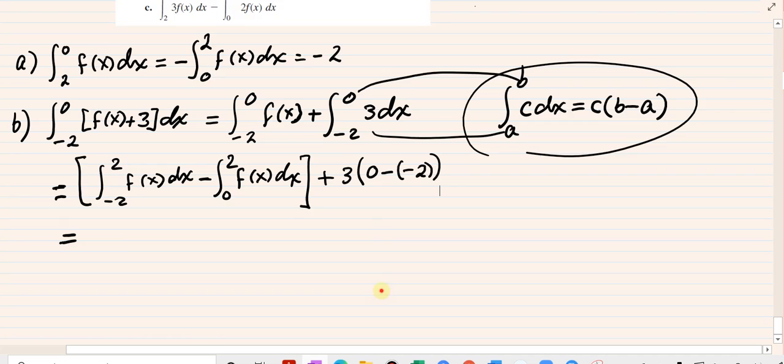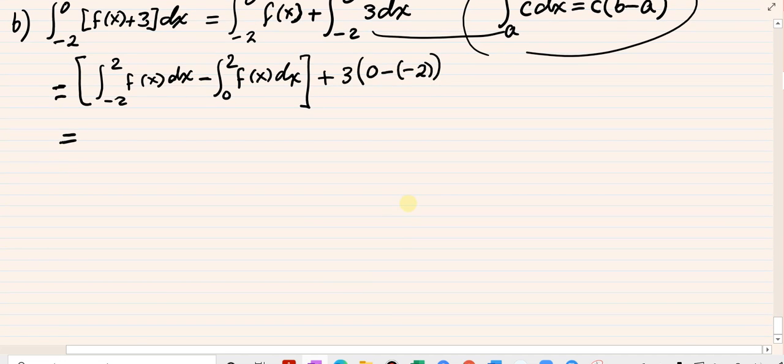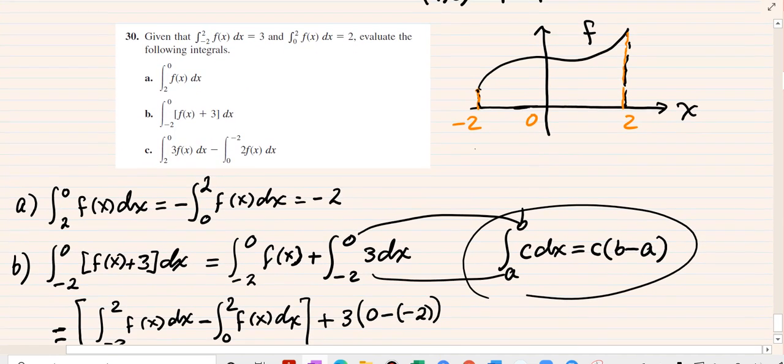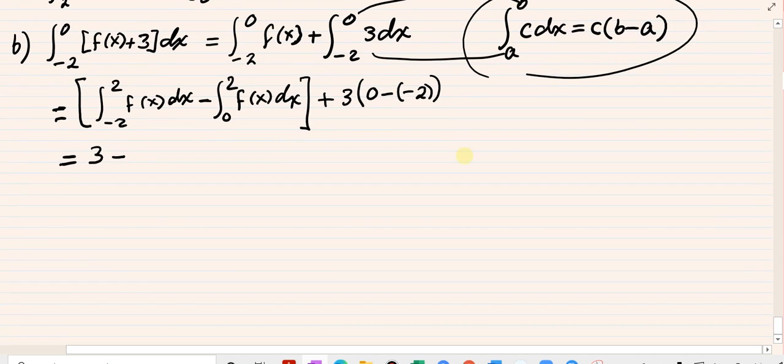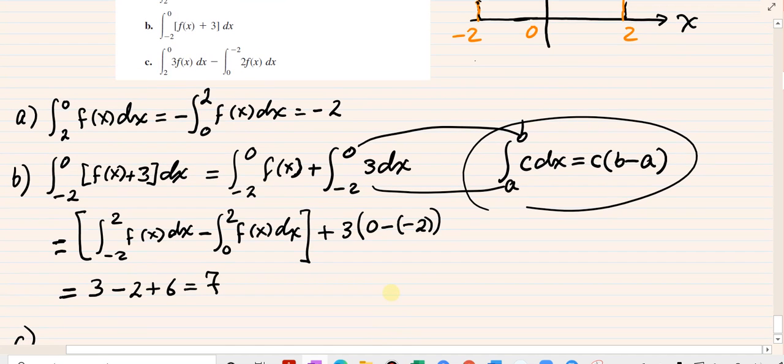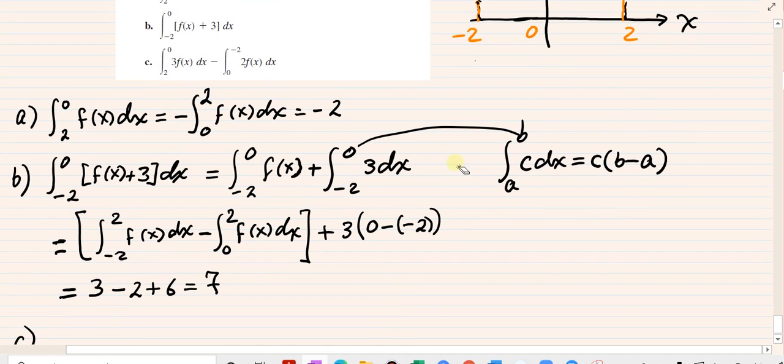My pen is acting up again. Okay, so that's going to be 3, minus the 0 to 2 part, that was 2. So it's going to be 3 minus 2 plus 6. So the answer is going to be 7. Okay. Hopefully you follow that.